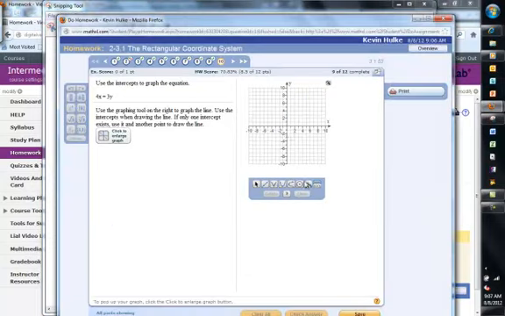So we're going to start at 0, 0, and from there go up 4, forward 3, and put in our line.